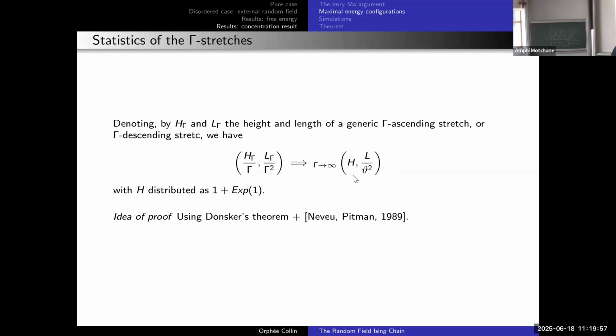So H and L are two random variables. The joint law is explicit, but I did not write it. I just wrote the first marginal. So the first marginal is 1 plus exponential 1. Yes, sorry, it's distributed as 1 plus E, where E is an exponential variable with parameter 1. Okay. So this is a convergence in distribution.